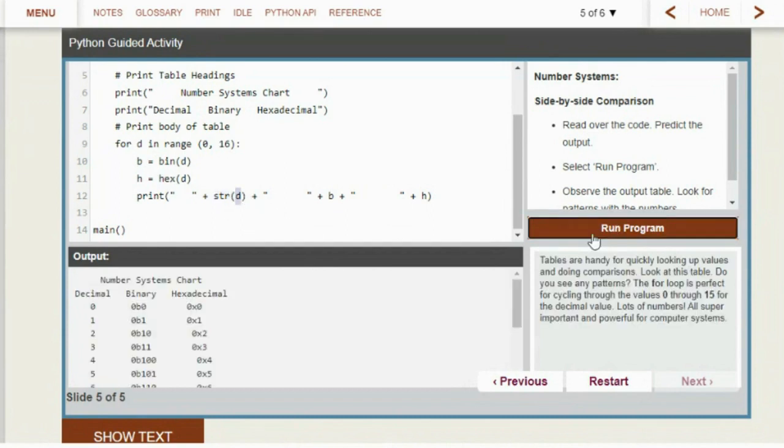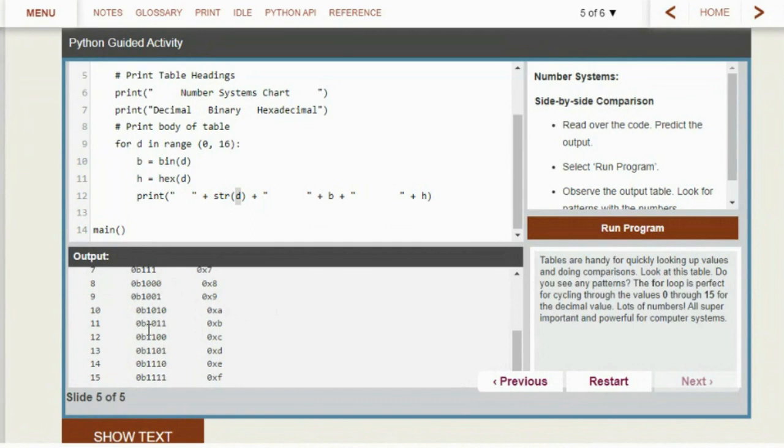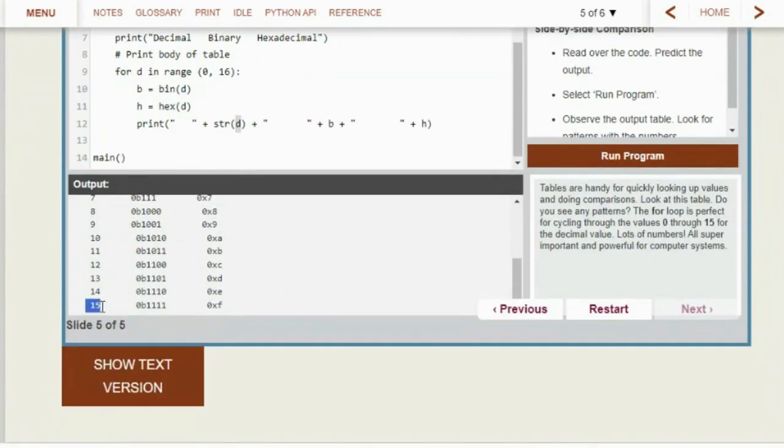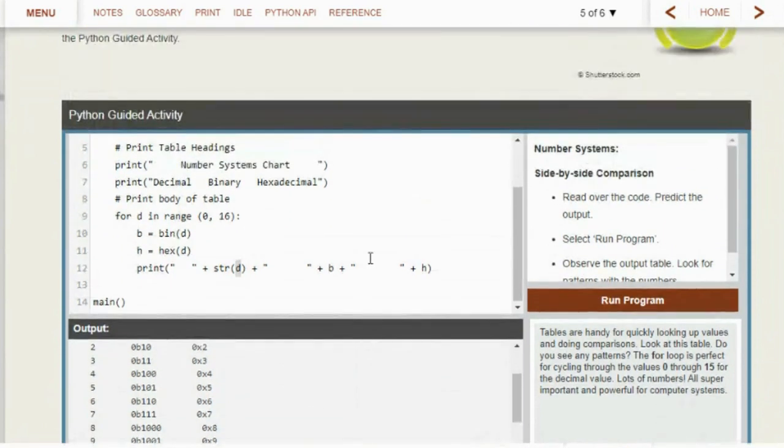Let's run this. Oh, there we go. Number systems chart, decimal, binary, hexadecimal. 0 is just the binary number 0 and the hexadecimal number 0. But as it goes down, notice the binary number starts getting wider and wider, so it pushes our hexadecimal away. But the last one is 15, which is the binary equivalent of 1111 and the hexadecimal equivalent of F. So there's a nice little program that'll give you the first 16.